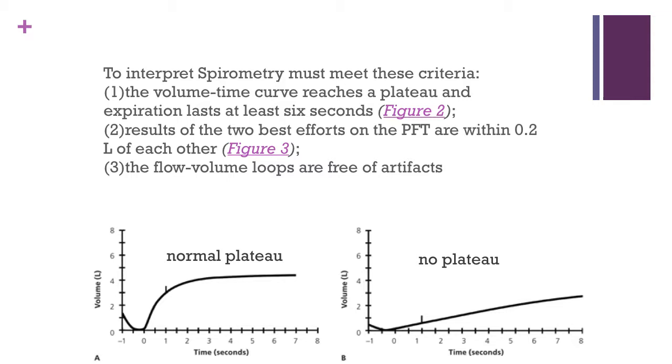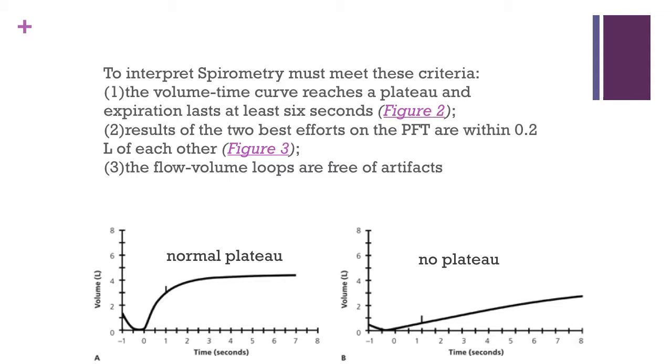To interpret spirometry, you have to actually have 3 reproducible loops. So a patient breathes into a spirometry machine and you see a big rise in the spirometry, and then you'll see the volume of air out over time. You should always see what's called a normal plateau.